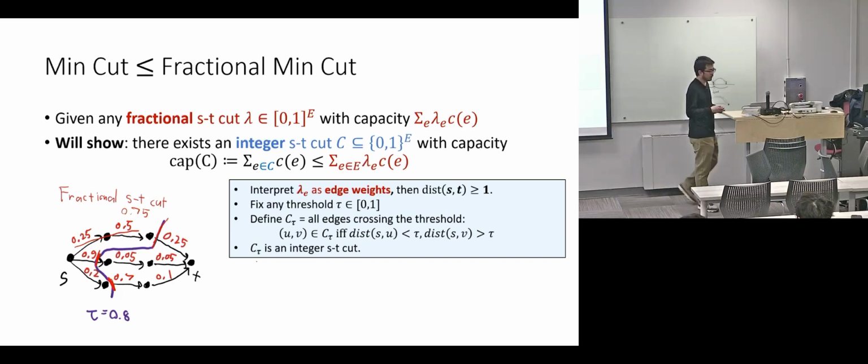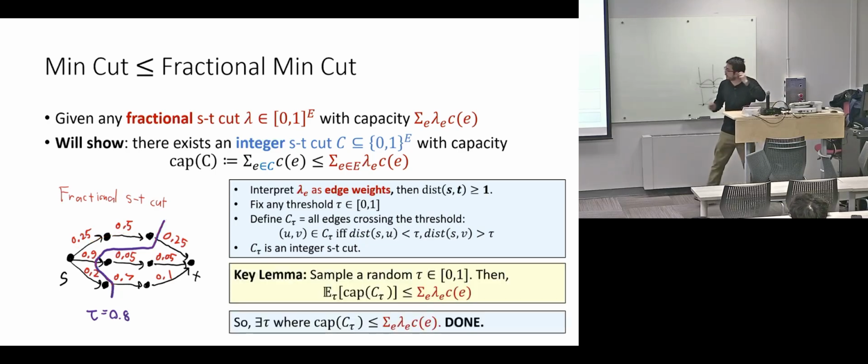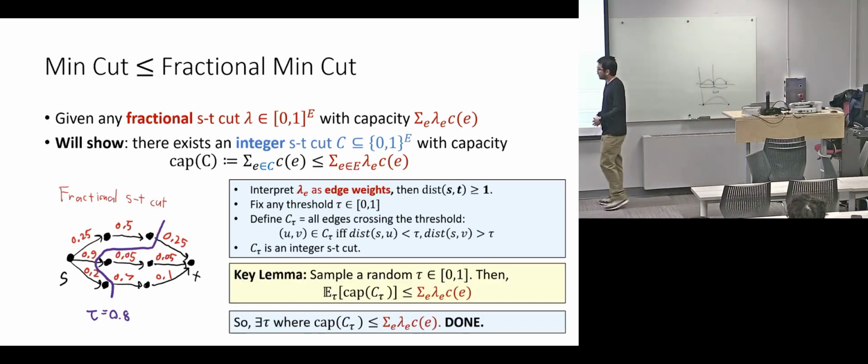So, and my goal is this. Forget this for a moment. My goal is that I will show you that there exists tau such that the capacity of C tau is at most the fractional value of the min cut. So basically we are done here. If I can find you a tau such that this is true, then we are done.